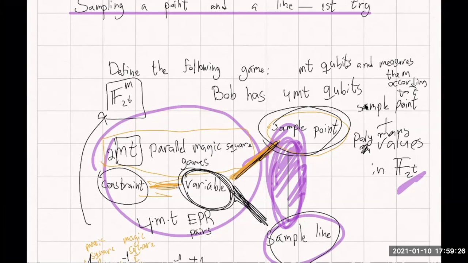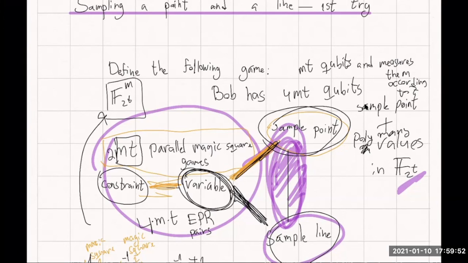Okay, so the easiest way the line player can measure his thing is just measuring all of the EPR pairs, all the left coordinates of the EPR pairs according to the Z basis. But then if, in order to play the sample point and sample line game, this miniature game that we're talking about, they just use the Z basis, they don't need quantumness.